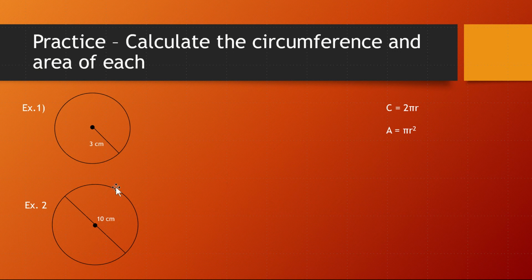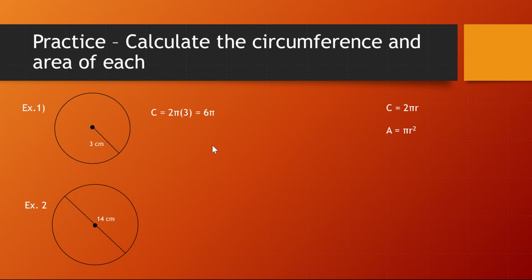Okay, everybody, welcome back. Let's start with the circumference. For this example 1, we know the radius is 3, and the equation for the circumference is 2 pi r. So it's going to be 2 times pi times 3. 2 times 3 gives you 6, so 6 pi is the exact answer.